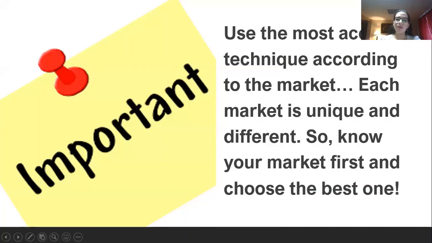Use the most accurate technique according to the market. Each market is unique and different. So know your market first and choose the best one. It's very, very important that we remember that the market is a group of people with different characteristics. You recognize the market you want to sell your product to, and then use the correct technique to find out information.